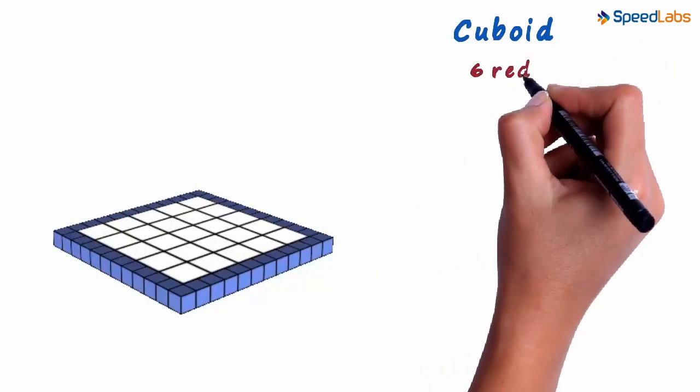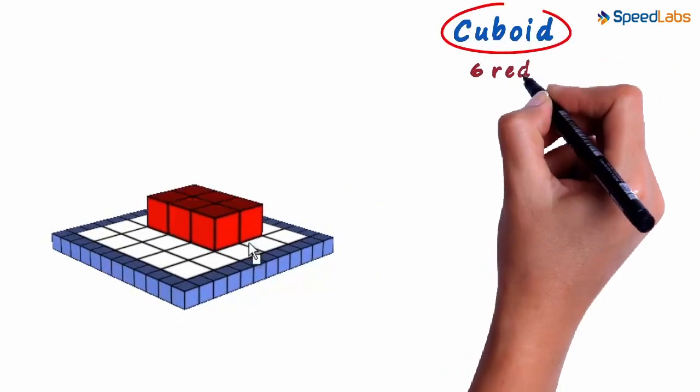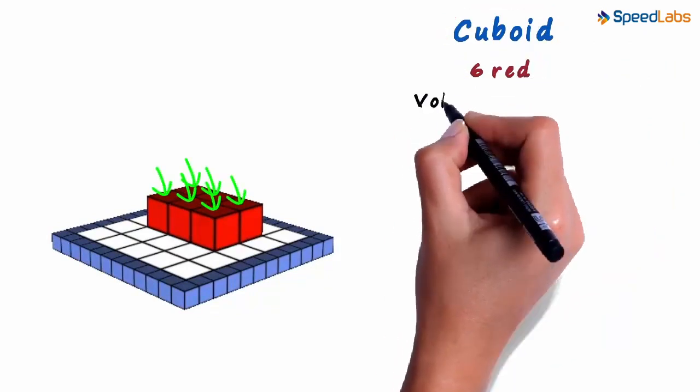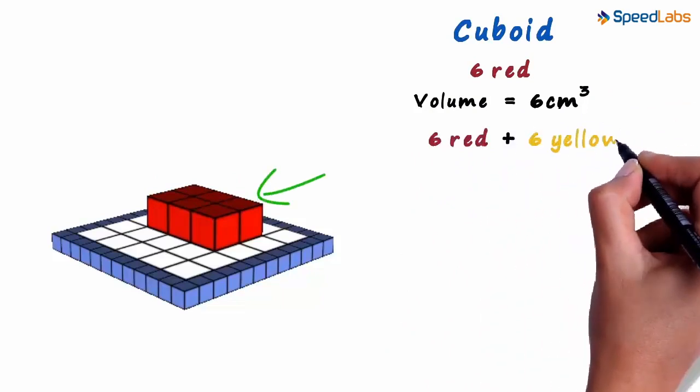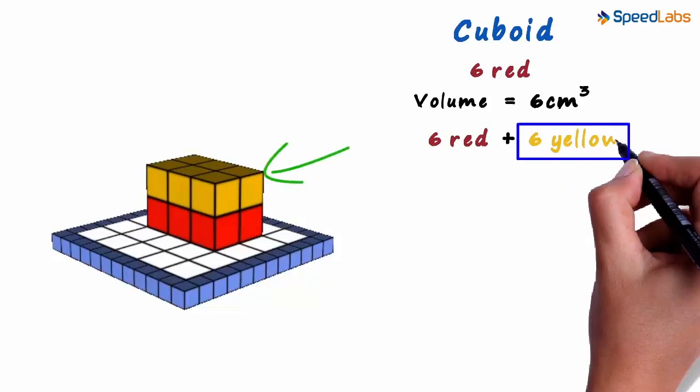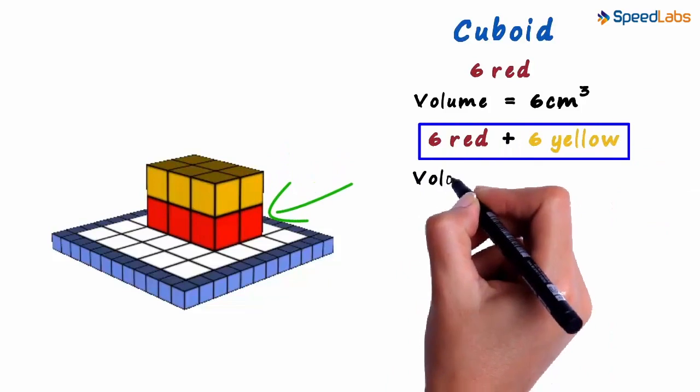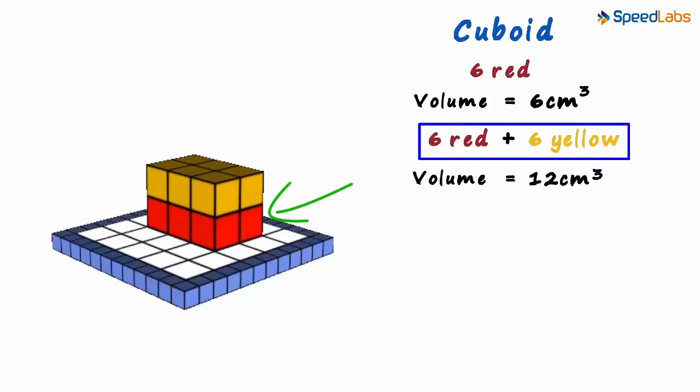We add 6 red cubes of 1 cubic centimeter on the board. This forms a cuboid, and because it is made up of 6 little cubes, its volume will be 6 cubic centimeters. Now let's modify this cuboid a bit. On top of it, we add 6 standard yellow cubes of volume 1 cubic centimeter. What we see on the board again is a cuboid. It has 12 cubes in all, 6 yellow and 6 red. So its volume is 12 cubic centimeters.